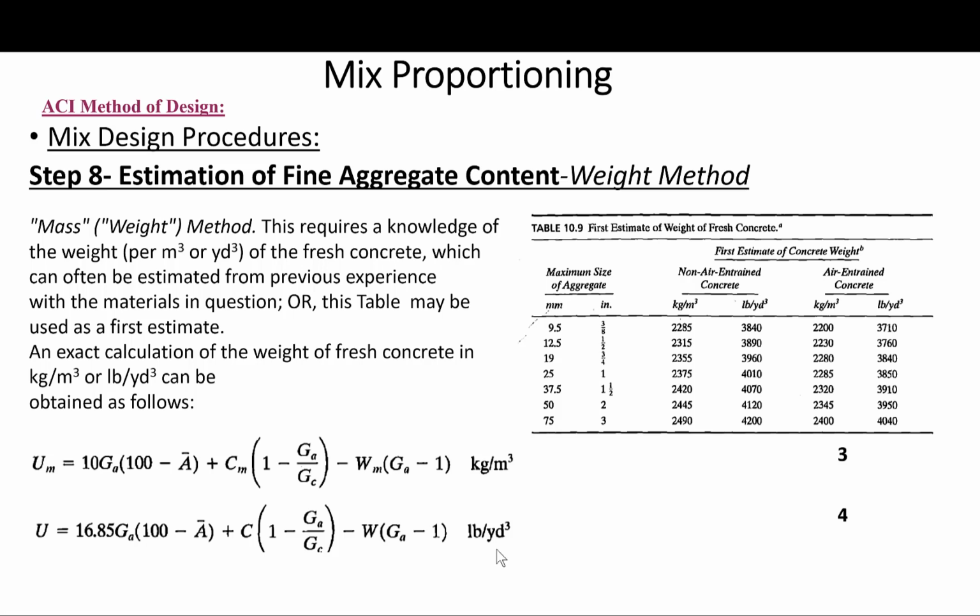If the first estimate of the weight of the fresh concrete is not very good, an iterative procedure may be required to obtain the weighted average bulk specific gravity. That's really the value we are trying to find here. The weight of the fine aggregate is then, after we determine that, the difference between the total weight of the fresh concrete and the weight of the other ingredients.